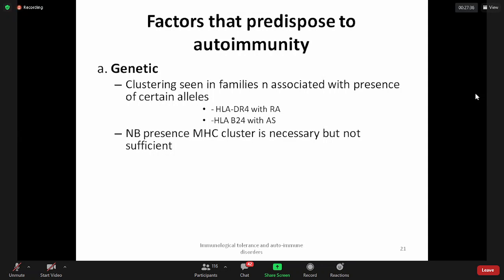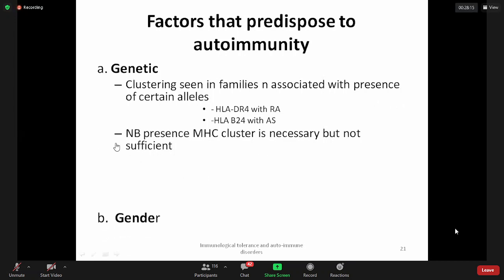In addition to this, families where we have HLA-B27, these ones are likely to get ankylosing spondylitis. So I would expect you to go and read about rheumatoid arthritis and ankylosing spondylitis if you're going to understand these conditions in detail. But we know that these tend to run in families. Now, interestingly, the presence of these MHC clusters is necessary, but not sufficient to induce an autoimmune disease, meaning that other factors beyond your genetics play a role.